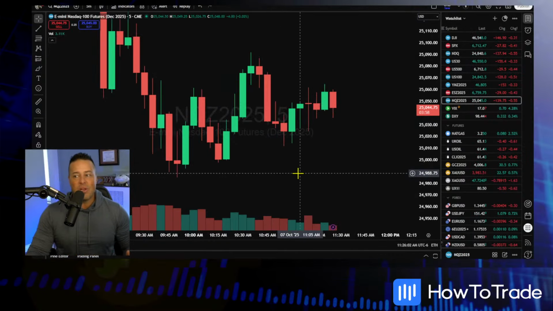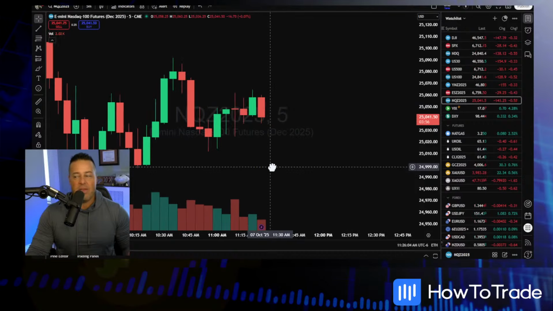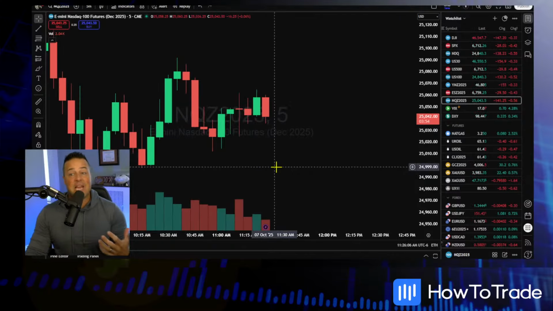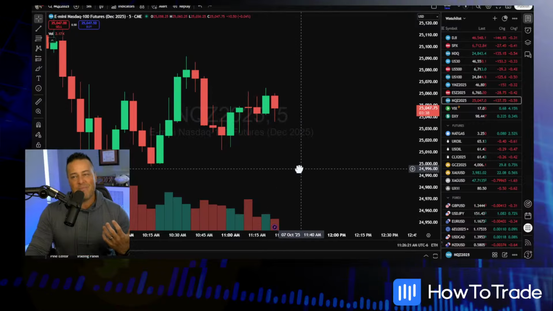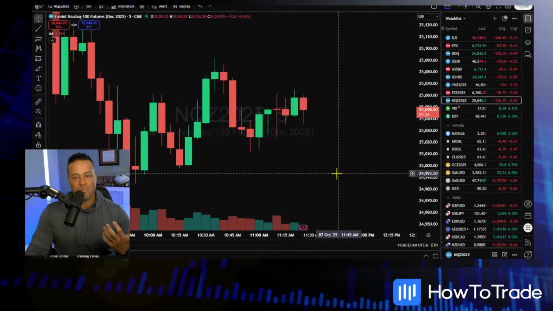Now, this is a pretty good look at a 5-minute E-mini NASDAQ futures chart. This is one of the big movers and shakers. A lot of people love to trade this. It is vicious and volatile, and that's okay. A lot of times you can make a lot of money in this market. A lot of times you can lose a lot of money in this market, but that's neither here nor there.